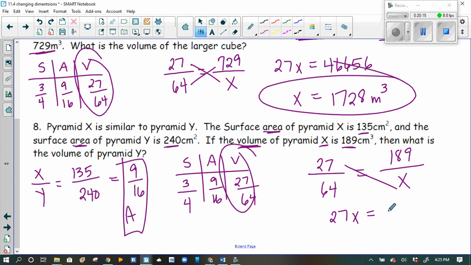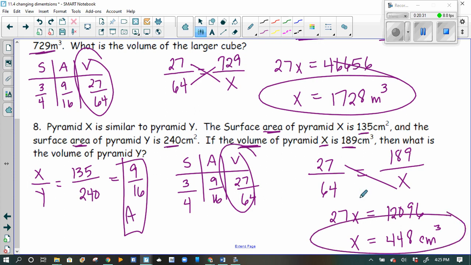So that's 12096. Divide both sides by 27. We get 448, and that is centimeters. And we are looking for volume, so that is cubed. And that's all you have to do on those.